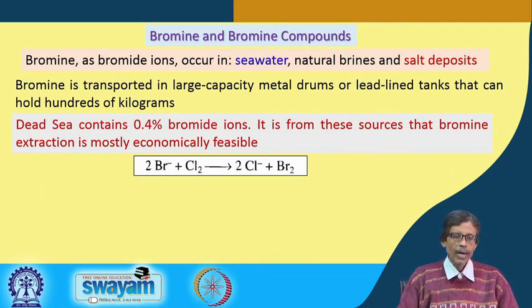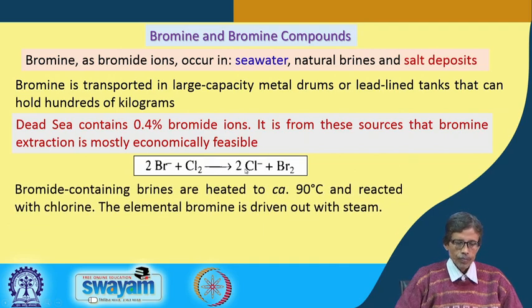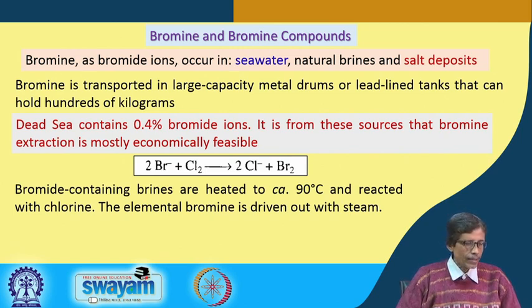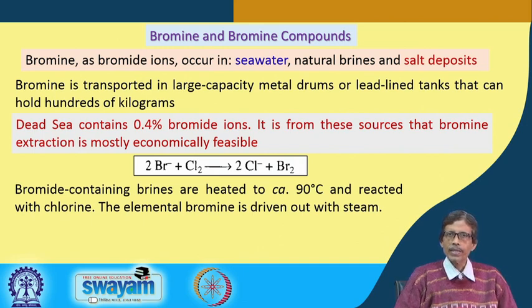So, 2 Br minus reacts with Cl2, giving you 2 Cl minus plus Br2. Thus, the different types of bromide ion bearing brines, we take them, adjust the pH, and then heat to about 90 degrees centigrade, and then chlorine gas is purged to react with it. The elemental bromine is driven out with steam, because if you heat at 90 degrees, you are also producing a sufficient amount of steam.